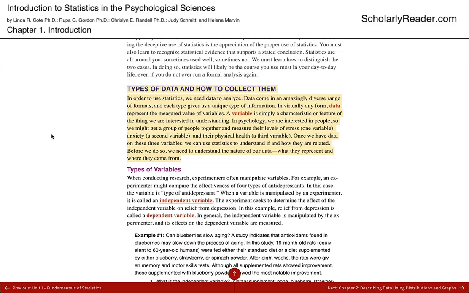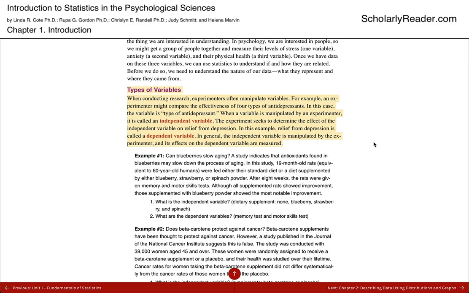In psychology, we are interested in people, so we might get a group of people together and measure their levels of stress, 1 variable, anxiety, a 2nd variable, and their physical health, a 3rd variable. Once we have data of these 3 variables, we can use statistics to understand if and how they are related. Before we do so, we need to understand the nature of our data, what they represent, and where they come from.